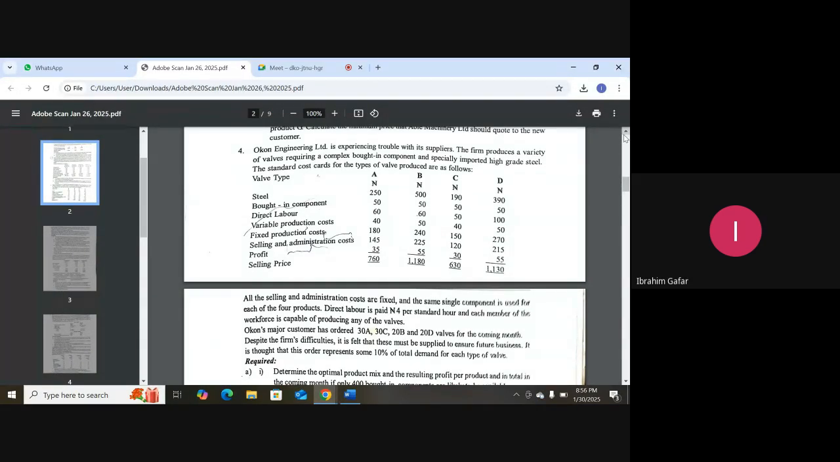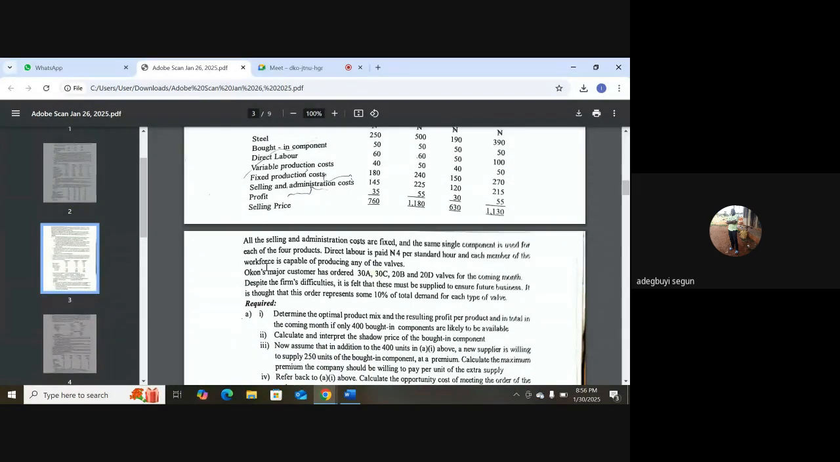Okon Engineering Limited is experiencing trouble with its suppliers. The firm produces a variety of valves requiring complex bolting components, especially imported high-grade steel. The standard cost card for the types of valve produced is as follows. Valve types A, B, C, D. The cost items are bought-in steel, direct labor, variable production cost, fixed production cost, selling and administration cost, and profit.